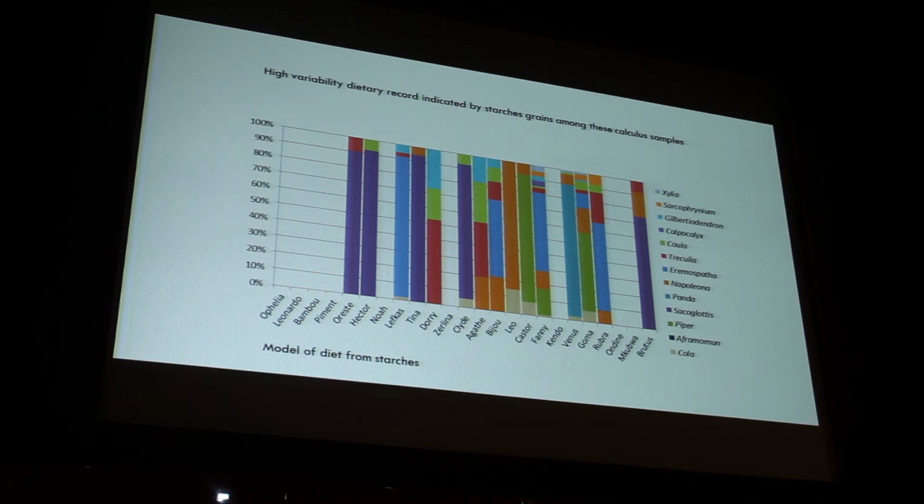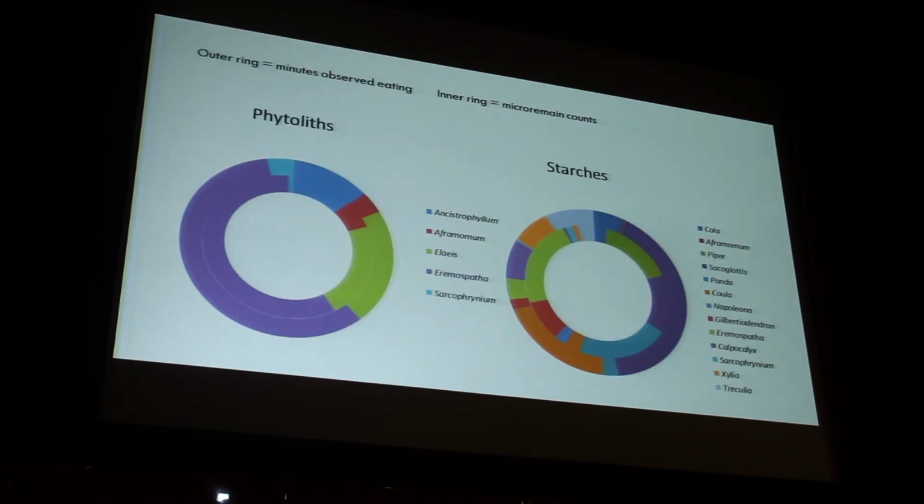So to compare this to the actual diet of these chimpanzees, we used donuts to quickly assess how the two dietary records matched. You can see the outer ring represents the overall diet of the Taï chimpanzee population, while the inner one represents the summed diet predicted from the 24 chimpanzees. So for the phytoliths, it was a pretty impressive match. But with starches, it was a different picture altogether.